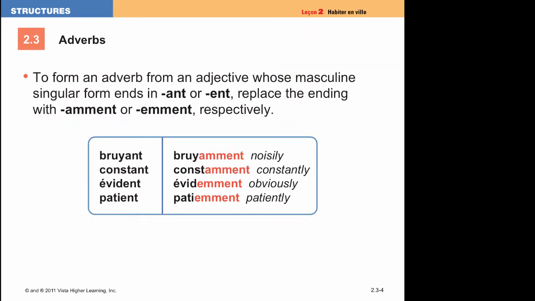Now, if the masculine singular form of an adjective ends in ant or ent, we're going to replace the ending ant or ent with amment or ement. It is pronounced exactly the same. So look at this. Brillant, which is noisy. Brillamment is noisily. Constant becomes constamment. Évident becomes évidemment. Patient becomes patiemment.